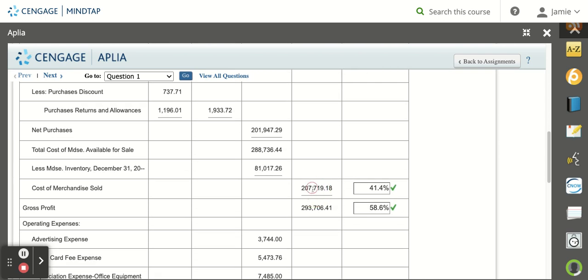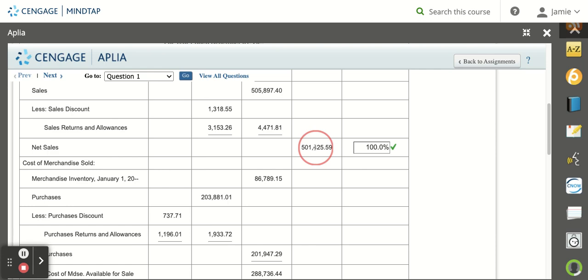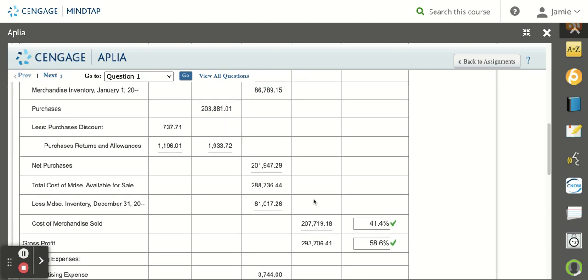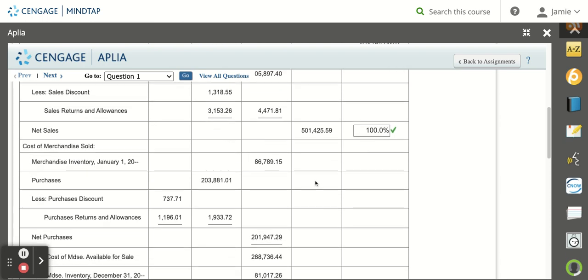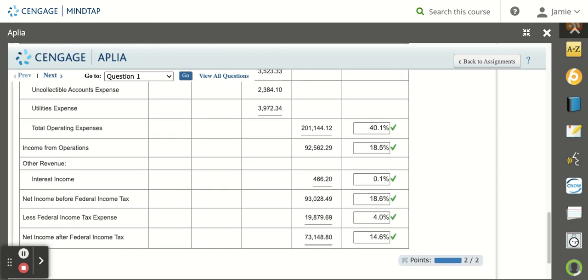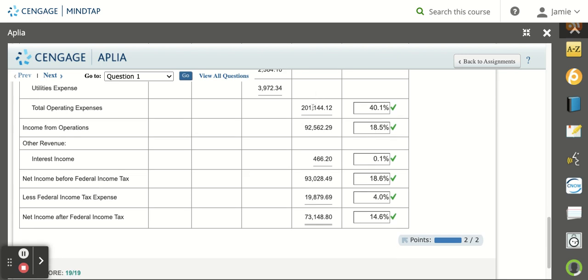Cost of merchandise sold divided by net sales gives us a percent. So every number here in the far right column needs to be divided by net sales and give you these percentages. Every number divided by net sales to give us these percentages. And that is section 16-1.